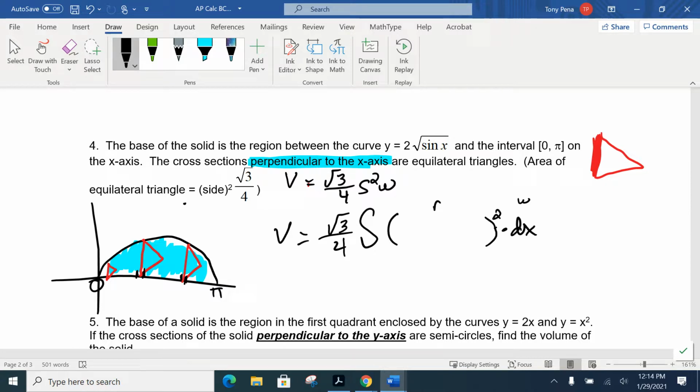So if we look at these sides, here's the side that we're trying to define, here, here, here. We look to see, since it's a vertical segment, is there something on top? Is there something on the bottom? And there pretty clearly is. So we do top minus bottom. The top is that curve, 2 root sine of x. The bottom is the x-axis, so 0. The limits are pretty straightforward. You were told to go from 0 to pi, so then we go from 0 to pi.